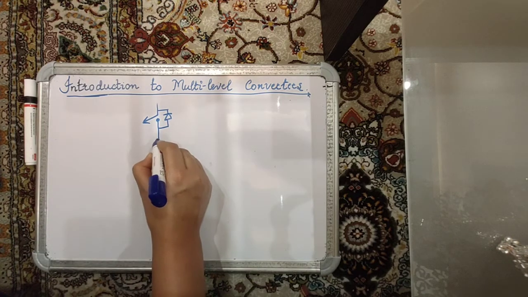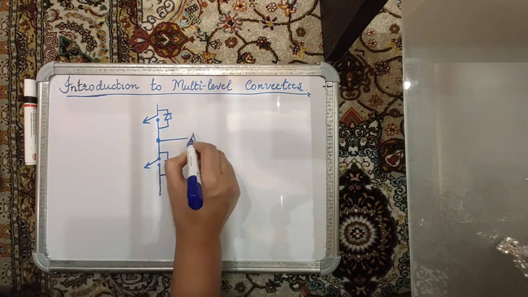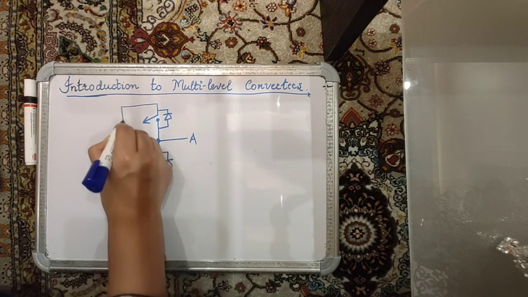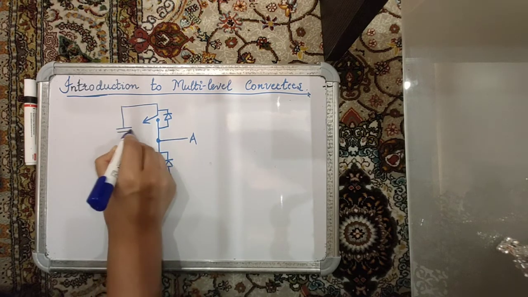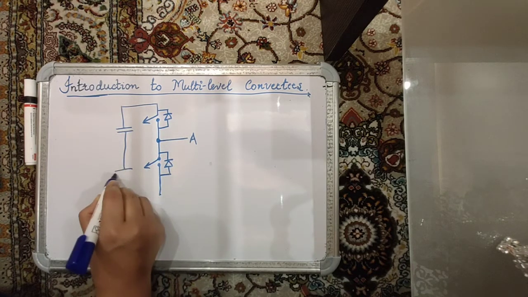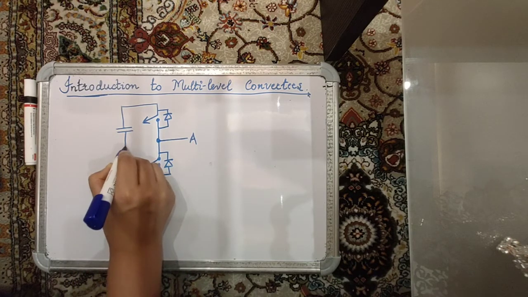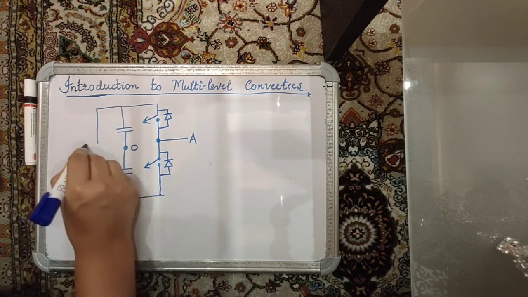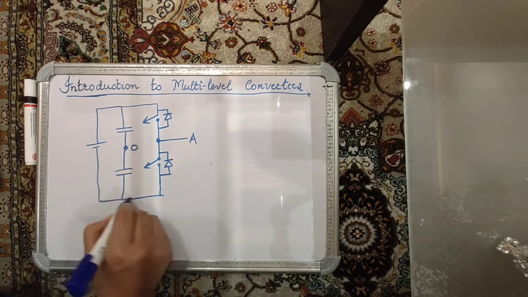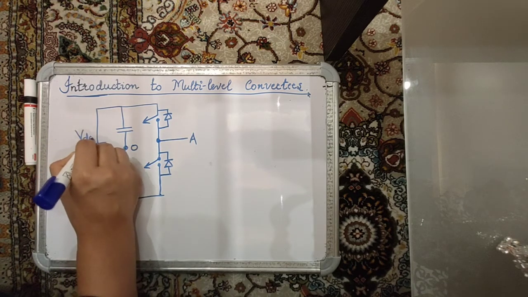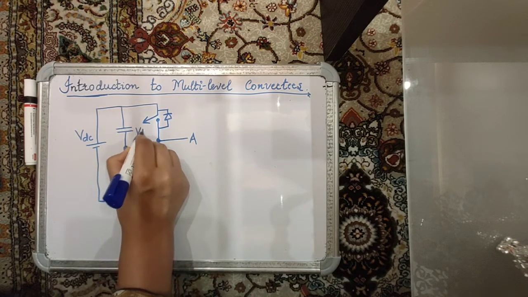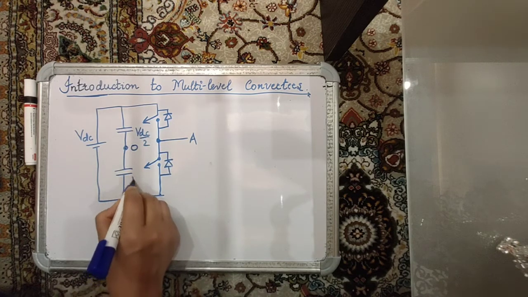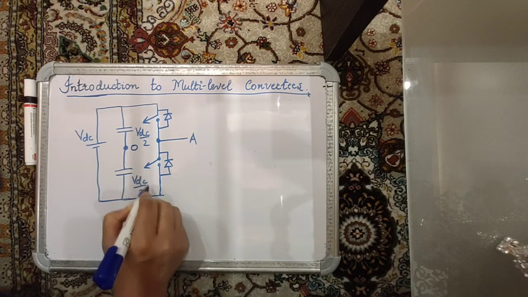The middle point is of course connected to the load, and if you split the DC input voltage to create a pole, a fictitious pole, let's call it O, then if the input voltage is VDC, the capacitor voltages will be VDC by 2, VDC by 2.